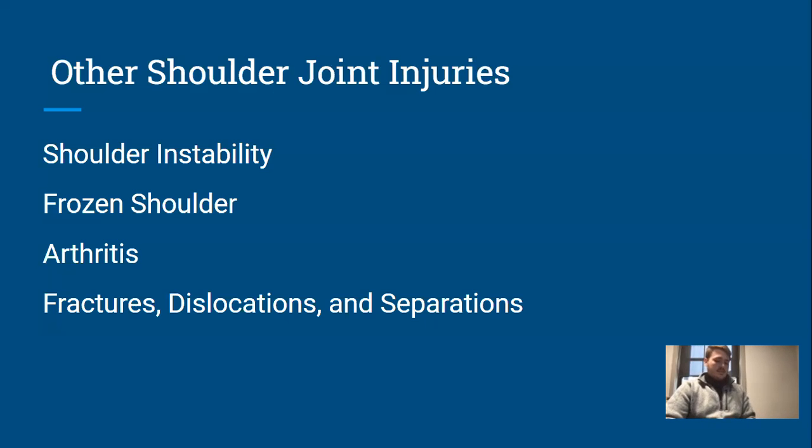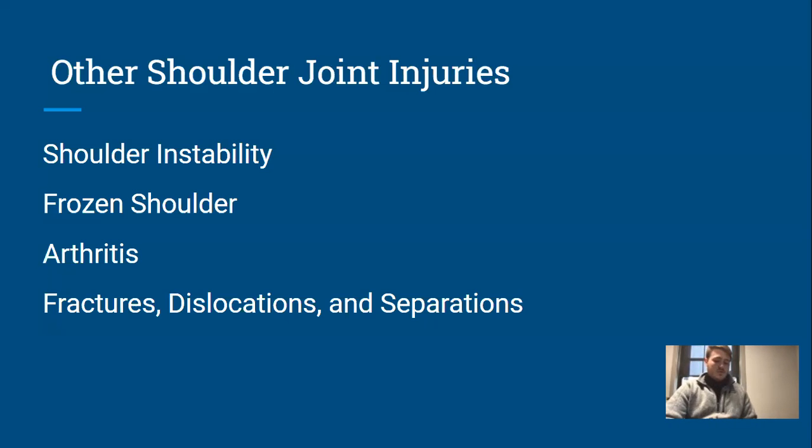And the next, dislocations. Older adults are usually the ones that are affected most by dislocations, especially women, because they're more likely to fall. A dislocation is when the ball pops out of the shoulder socket and could be partially or fully dislocated. And then next is separations.